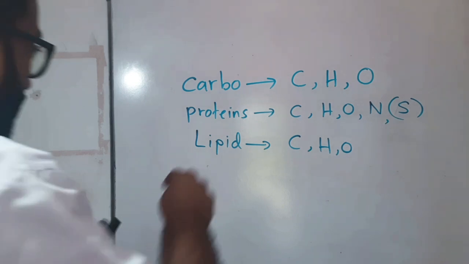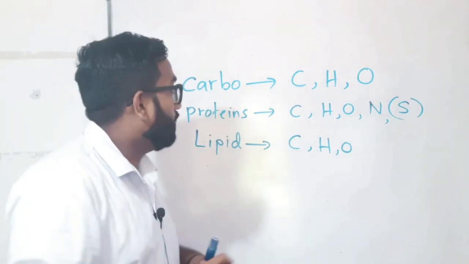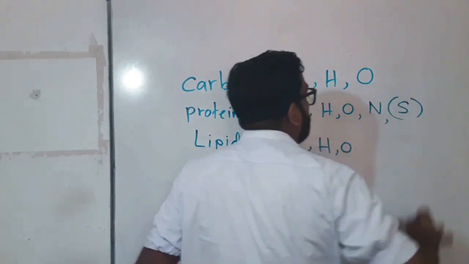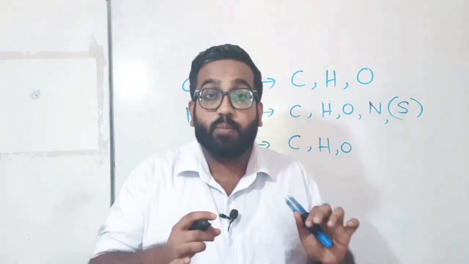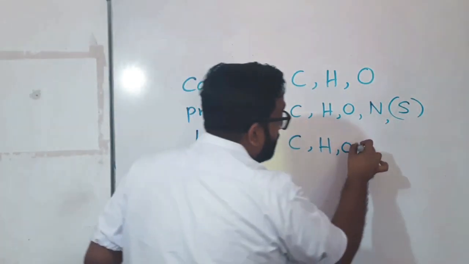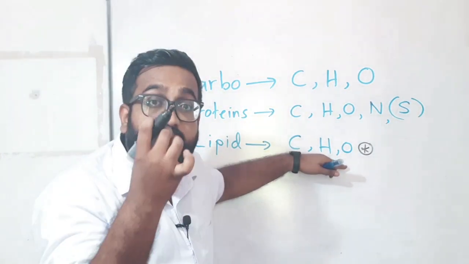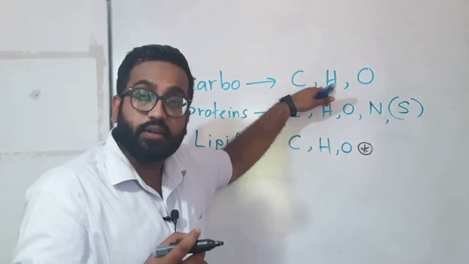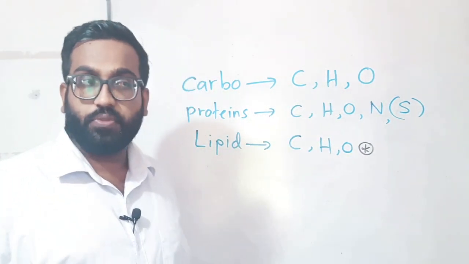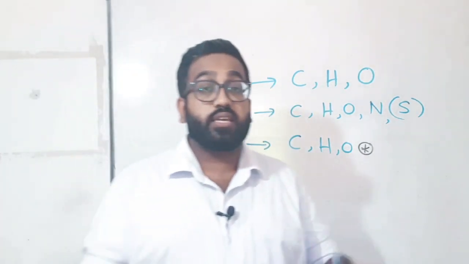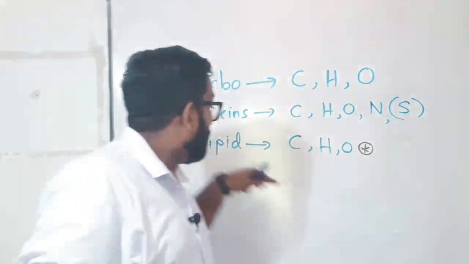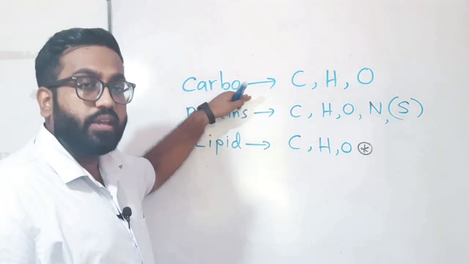Children, remember, that should also be included in your mind. Carbohydrates: carbon, hydrogen, oxygen. Lipids also: carbon, hydrogen, oxygen. But the oxygen percentage in lipids is less than in carbohydrates. That is the difference. Oxygen percentage is less in lipids than carbohydrates.